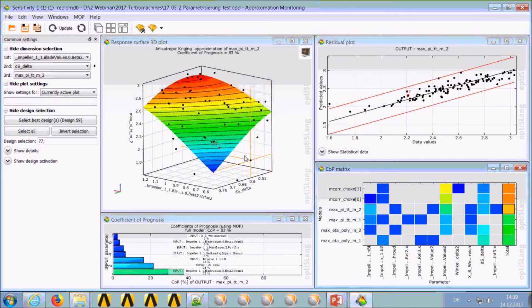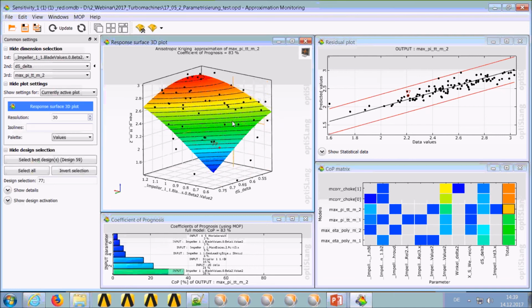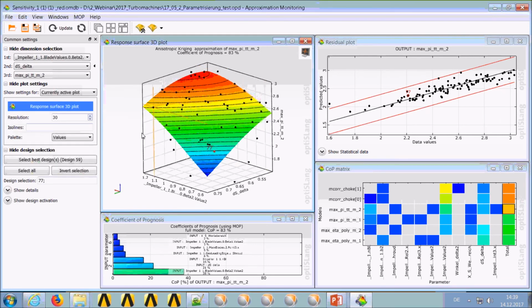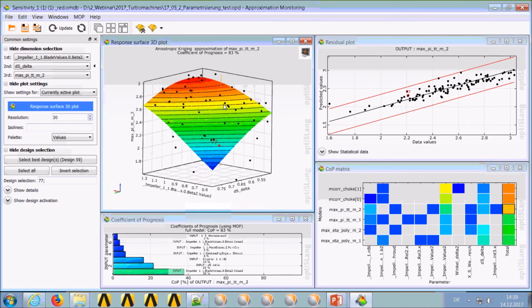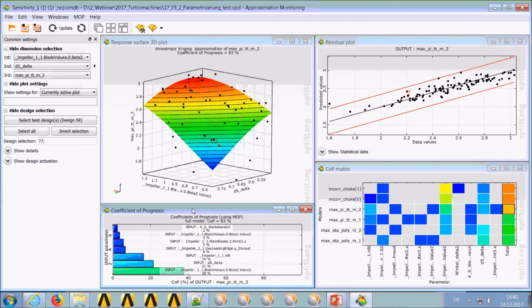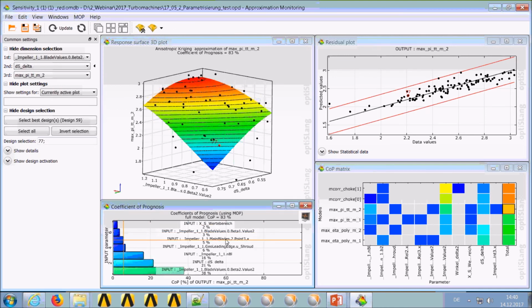Here you can see the optiSLang post-processing. You see the response surface. In this case, for a pressure ratio, you can see the important parameters for this response surface, for this response. Here you can see the residual plot. It's coming from the generation of the response surface itself. And you can see the COP matrix, where we have all our responses in, for example, the corrected mass, the choke mass flows, the pressure ratios, and the efficiencies for both speed lines.